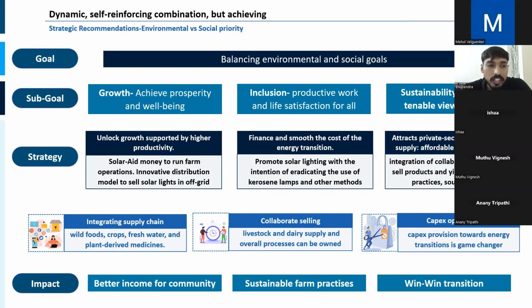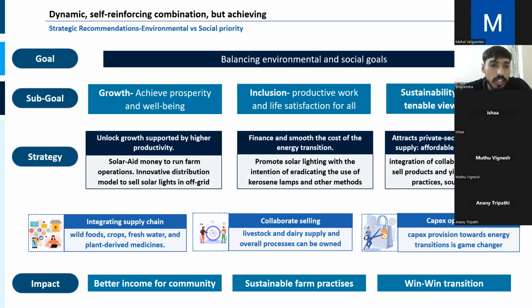The best strategy we can use is a source of renewable energy, which will balance sustainable practices, and we can also earn something and give farmers a positive capex to earn some money through this strategy. One is solar energy, which will help farmers operate their farming life cycle, and also promote solar lighting with the intention of eradicating the use of kerosene lamps. Kerosene lamps can be replaced with solar lights, which will also lead to an integrated supply chain.